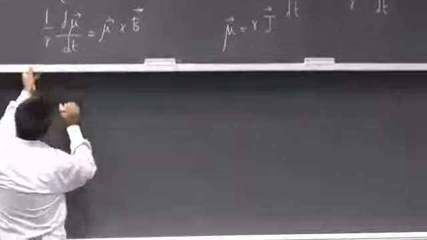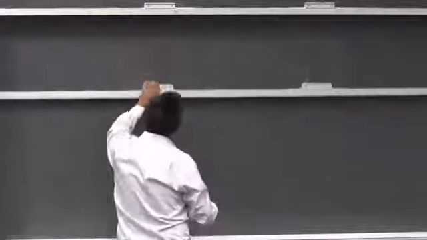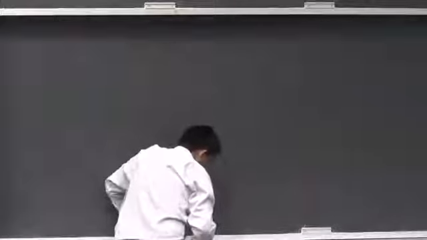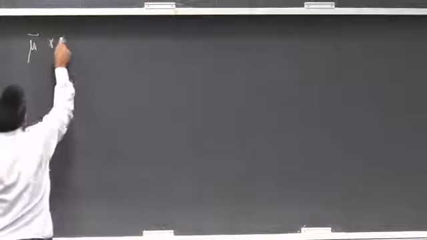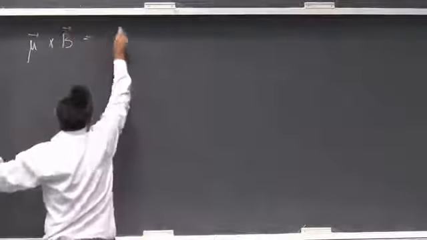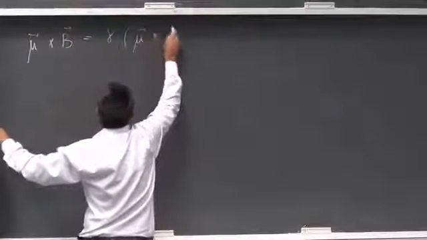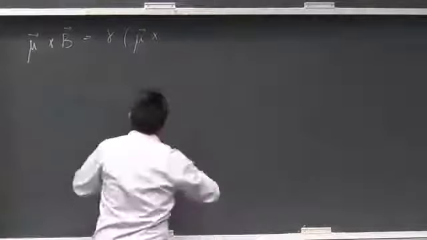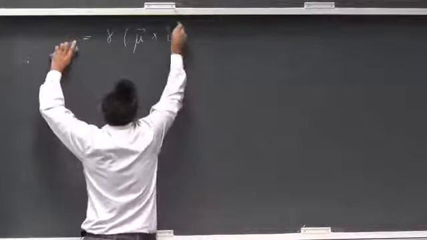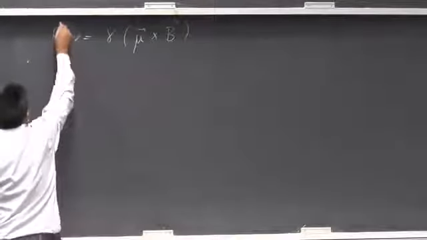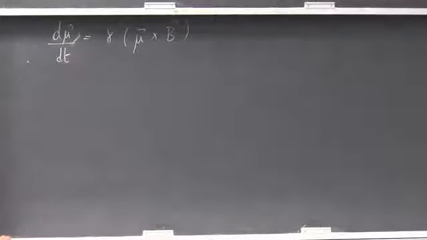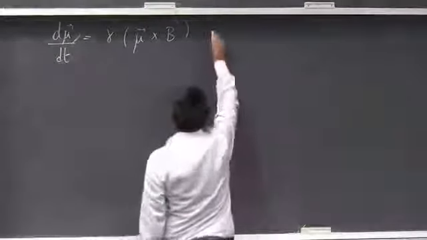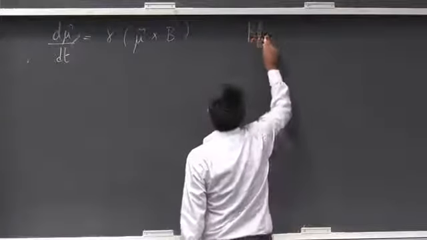This also means that mu cross B equals the gyromagnetic ratio times mu cross B. This is d mu over dt. So the rate of change of magnetic moment is given by this. Does anyone know what this is called? This is called the Bloch equation.